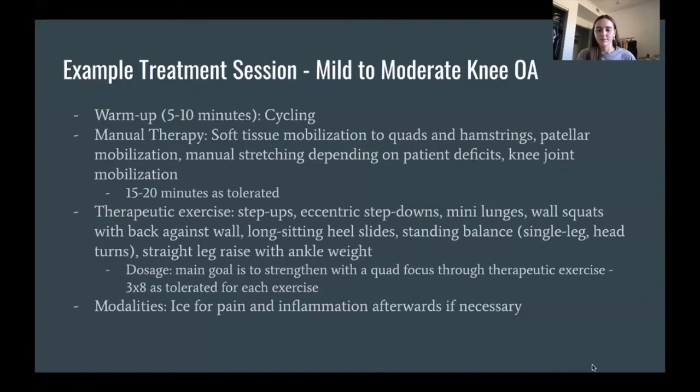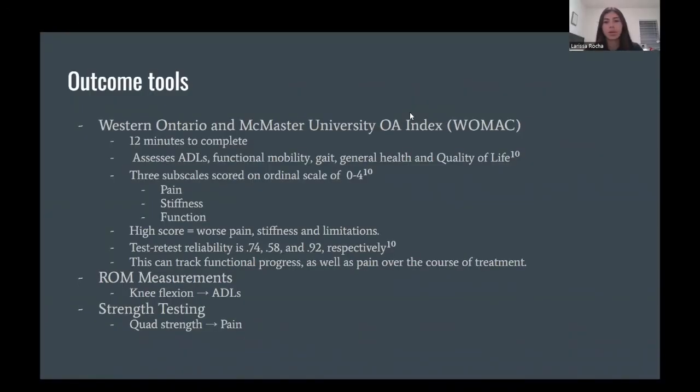And so if there is some inflammation or aggravation towards the end of the session, then that can be put to good use. To measure patient progress throughout treatment, the Western Ontario and McMaster University OA Index, or the WOMAC, will be used to assess ADLs, functional mobility, gait, general health, and the quality of life.